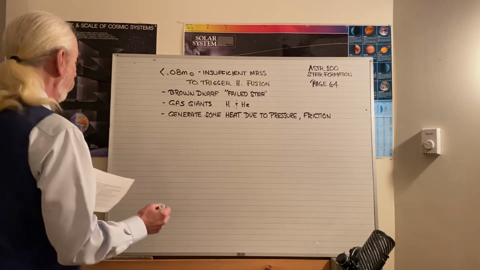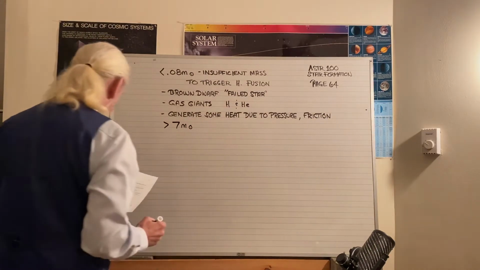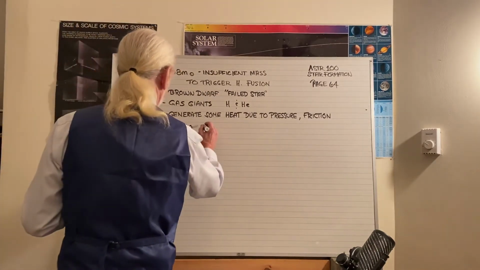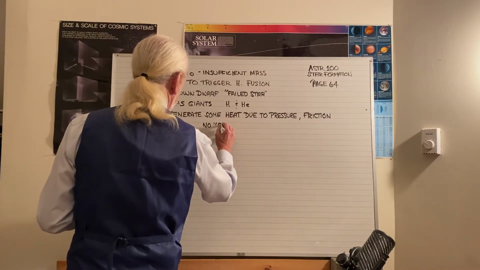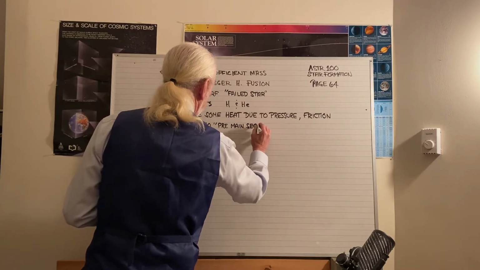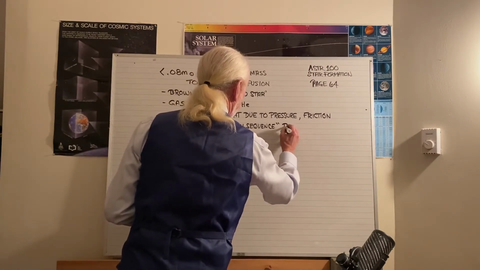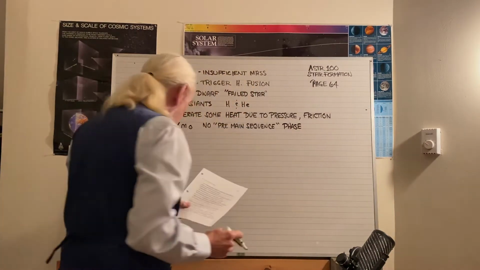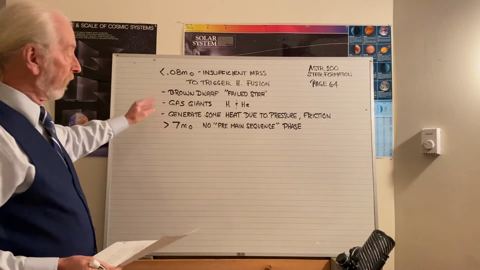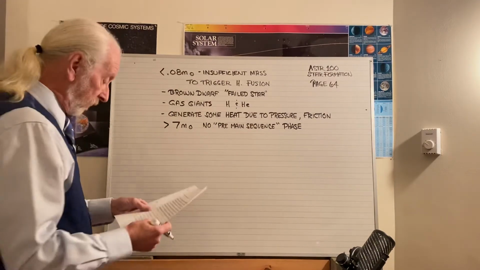Now, stars that are greater than 7 solar masses, they have no pre-main sequence phase. And the reason for that is the mass is sufficient to go directly from a protostar to fusion. Remember, this is a lot of mass here. So the more mass, the quicker we get to that fusion process. So they just kind of zip right through. So the mass is sufficient.